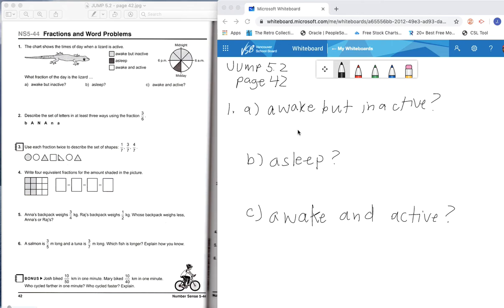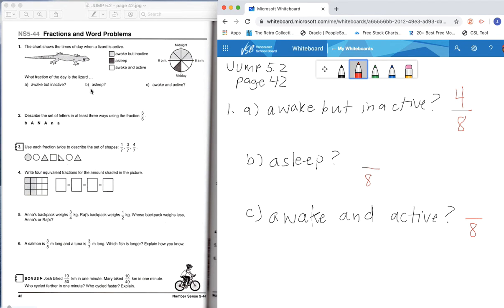That tells you that every single fraction is out of 8. Okay? So you can actually just write the denominator for every fraction for A, B, and C to start off with. Now, what fraction of the day is the lizard awake and inactive? So that's the light gray. So you're going to count 1, 2, 3, 4. So 4 parts. So that means 4 eighths. That's all you have to do. So you're going to write 4 eighths below A.